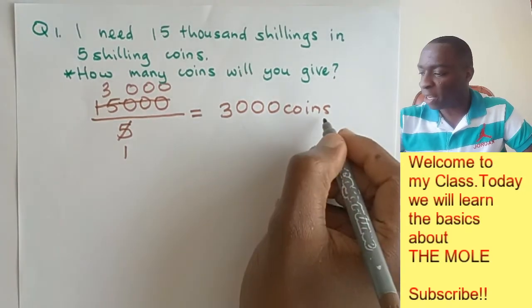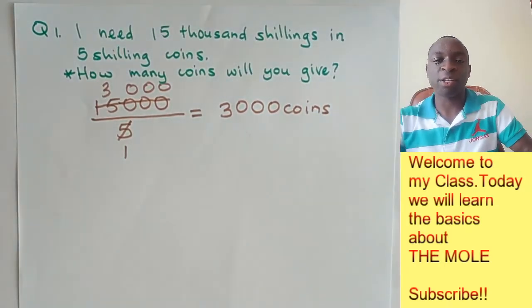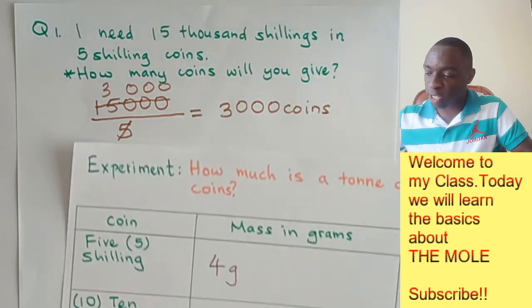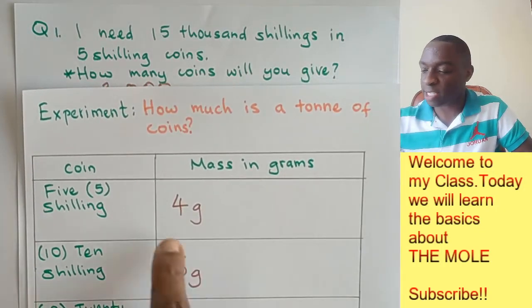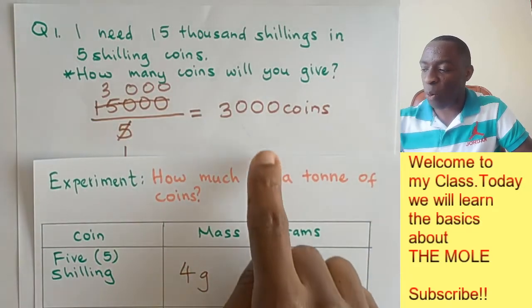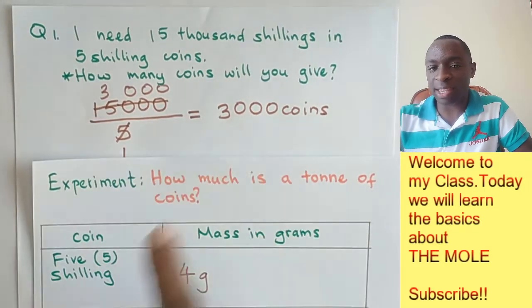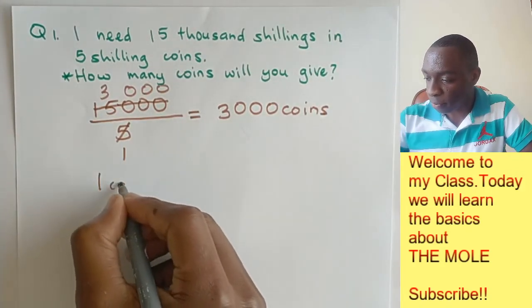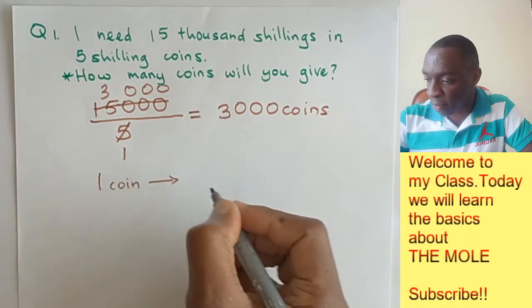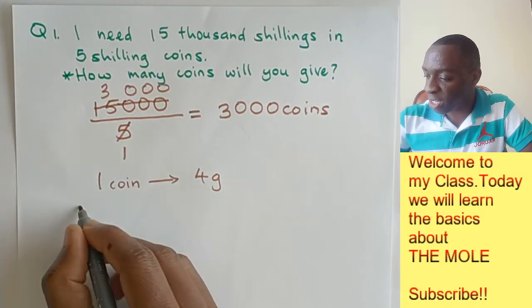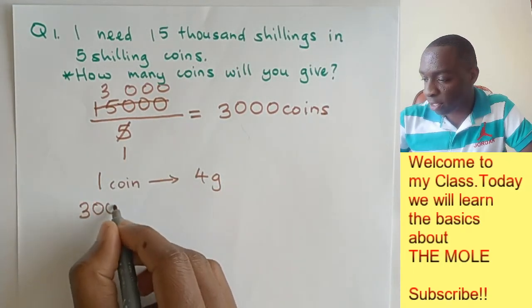Now, you can imagine that you have all the 5 shilling coins and you have to start counting from 1 up to 3,000. It will take you quite a while. But if you have this little trick up your sleeve, you'll find that if one coin is 4 grams, you'll ask yourself, how much weight will 3,000 coins have? So one coin has a mass of only 4 grams. How about 3,000 coins?